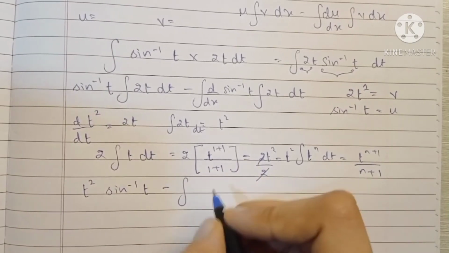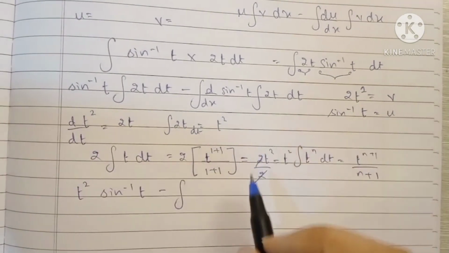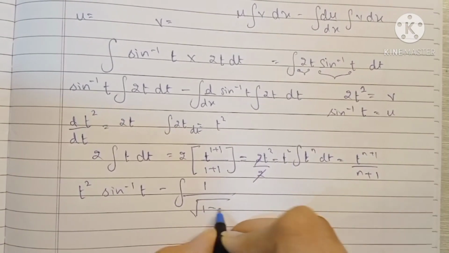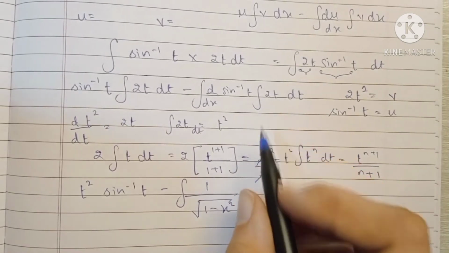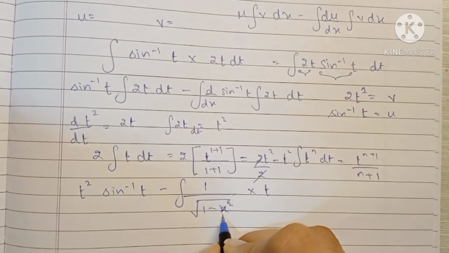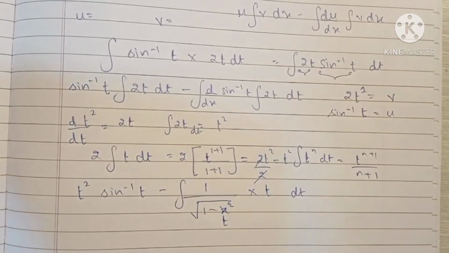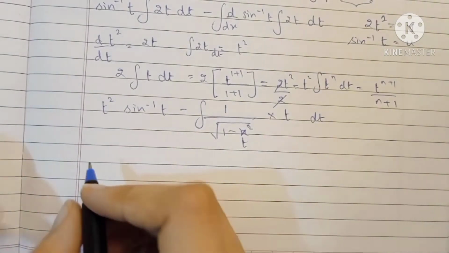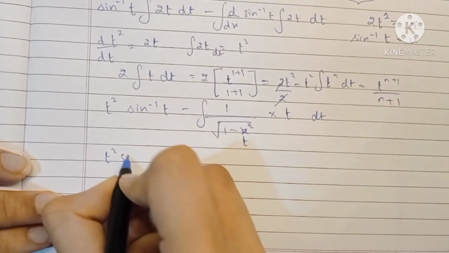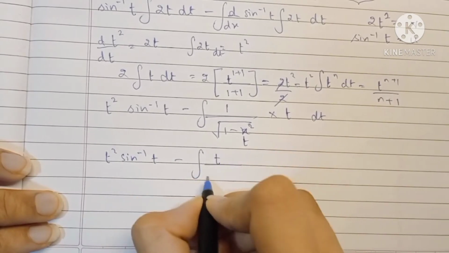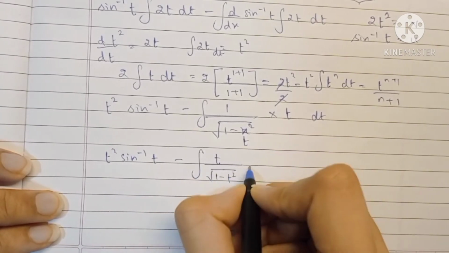minus the integration of, we know that the differentiation of sine inverse t is 1 upon root 1 minus t square, and the integration of 2t is t square. Sorry, I meant to keep this as t dt. So now I'll use the substitution rule again over here. So I have t square sine inverse t minus the integration of t upon root 1 minus t square dt.